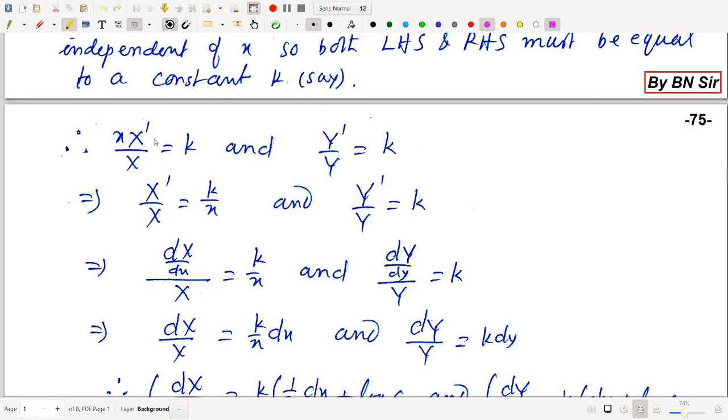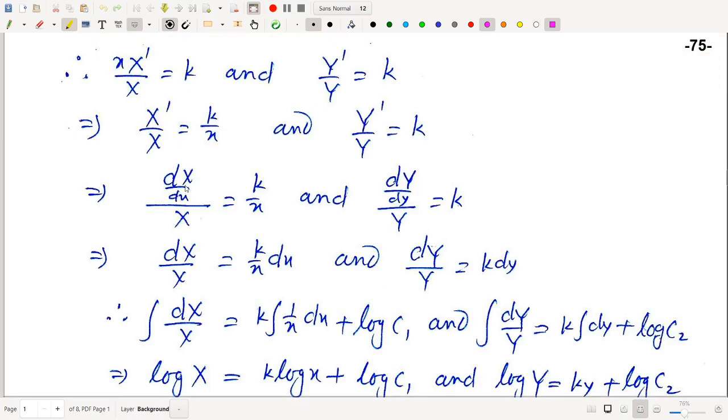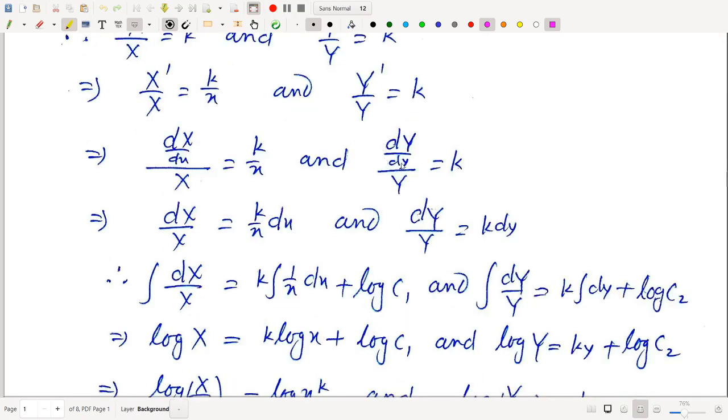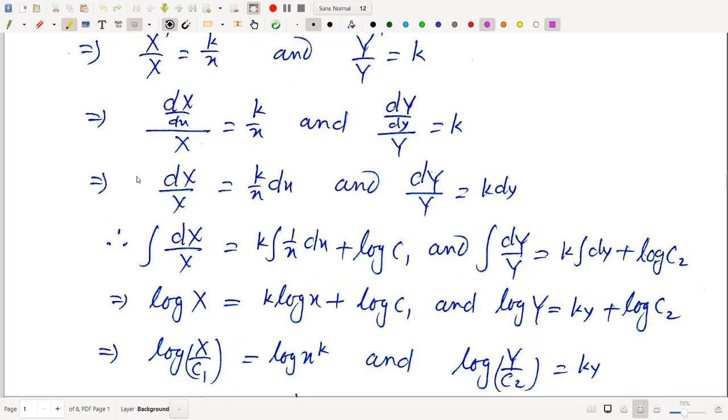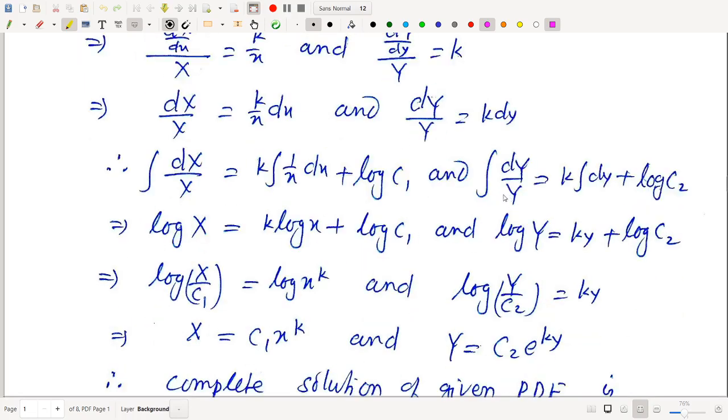So from this, X'/X equals k/x, and X' means dX/dx, derivative of capital X with respect to small x. So dX/X is k/x dx, separation of variables for an ordinary differential equation. Capital X and small x separated. Here also dY/Y equals k dy, small dy. Okay, variables are separated, ordinary differential equation.